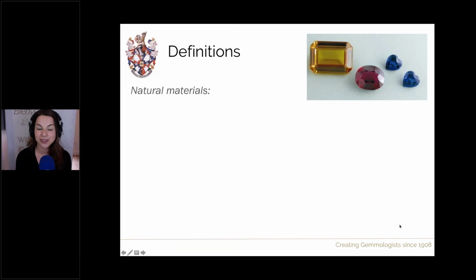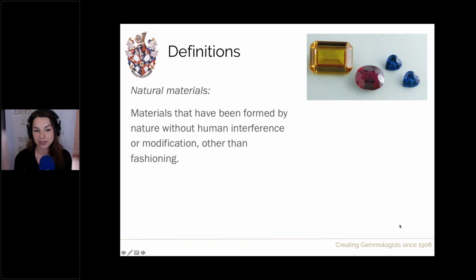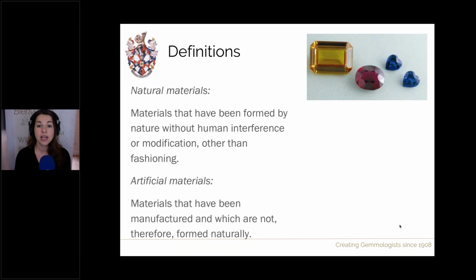So starting with natural materials, natural gem materials are those that have been formed completely by nature without any interference by humans. The only exception to that is cutting and polishing, so the fashioning of gems. When we're referring to artificial materials, really we're talking about the opposite of that. So we're talking about gemstones that have been made by man, so that have been made in laboratories or factories. And this can be completely or just part of the gemstone. All of these are classed as artificial products.